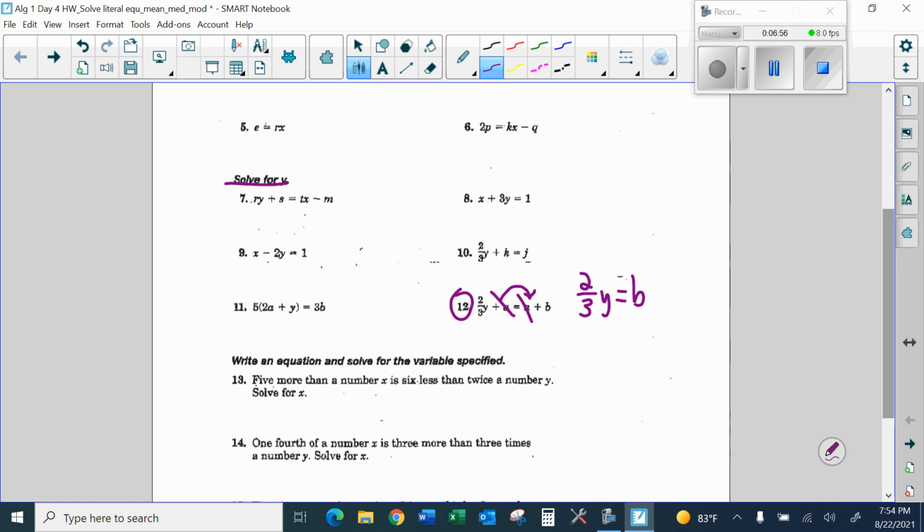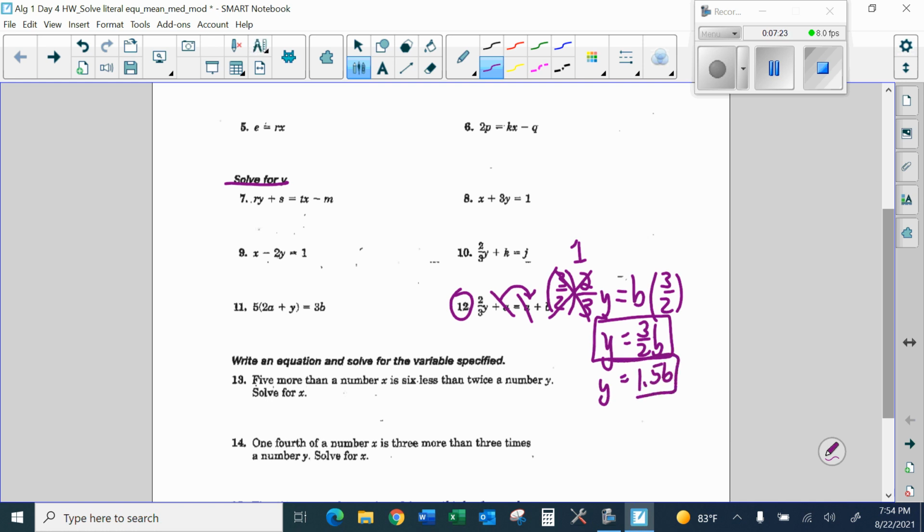Okay. Then I would just multiply by the reciprocal, 3/2. Because 3/2 times 2/3 is 1. Remember, we are always solving for 1 y or 1 whatever the variable is that they're asking you to solve for. So now you have y equals 3/2 b. And there's my answer. And every one of you should know that 3/2 equals 1.5.